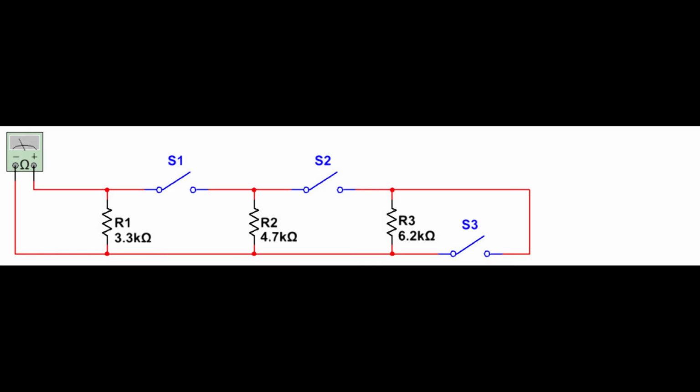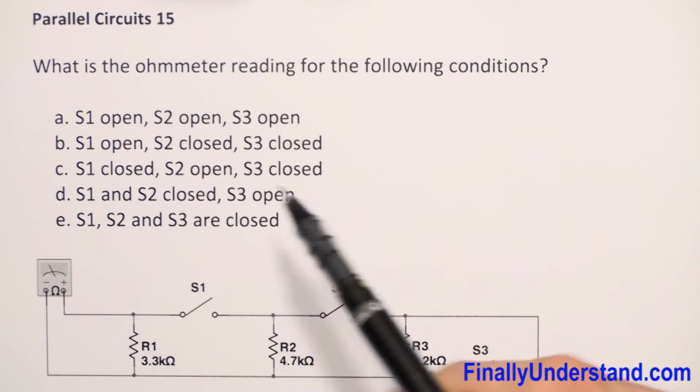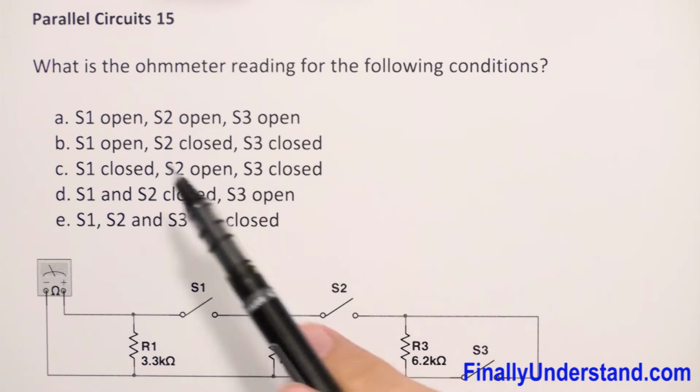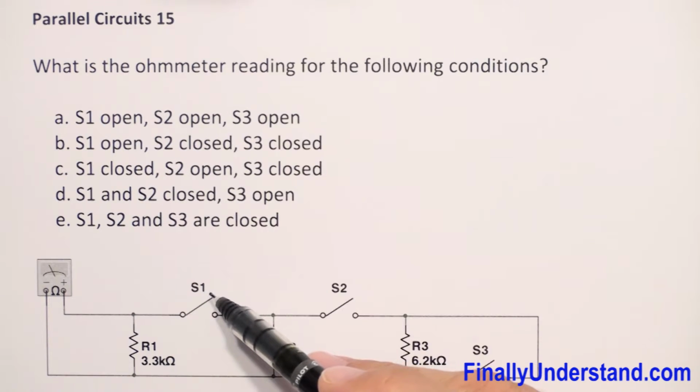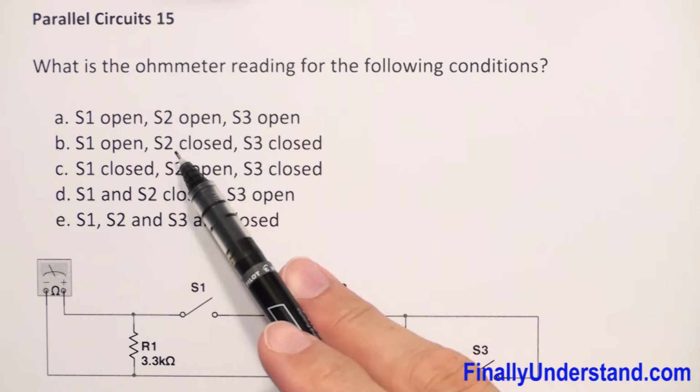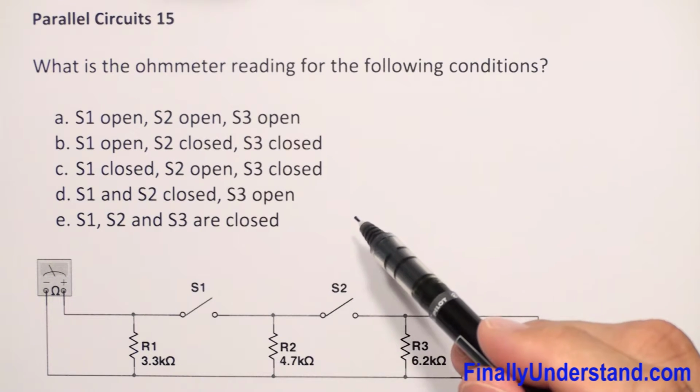Let's take a look at this example. The question is, what is the ohmmeter reading for the following conditions? Okay, so let's look at condition A. S1 is open, S2 is open, and S3 is open.